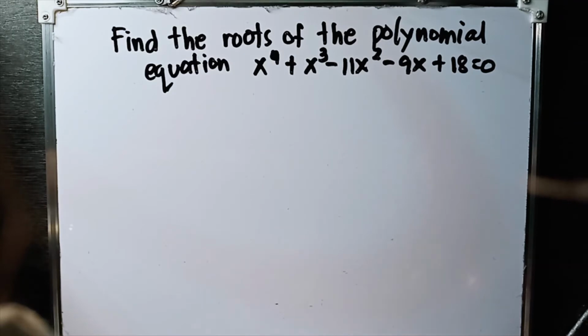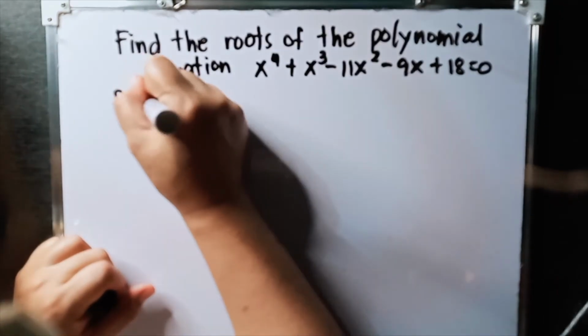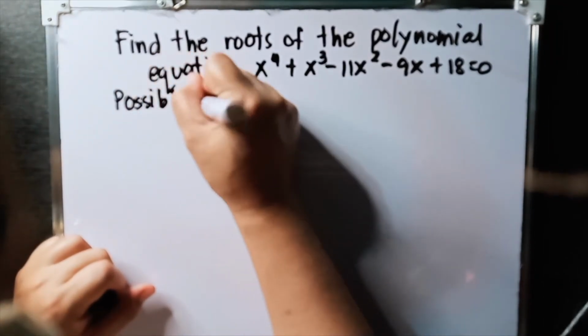Alright, let us deal with this next example. Find the roots of the polynomial equation x to the fourth plus x cubed minus 11x squared minus 9x plus 18. So let us determine first the possible roots.